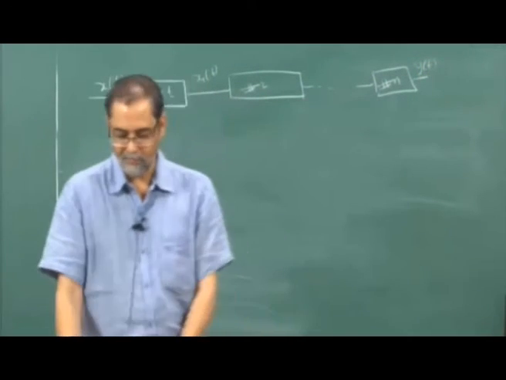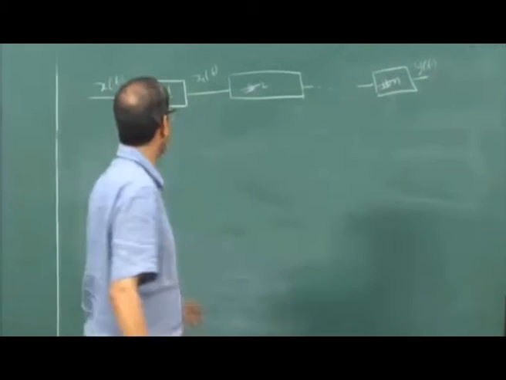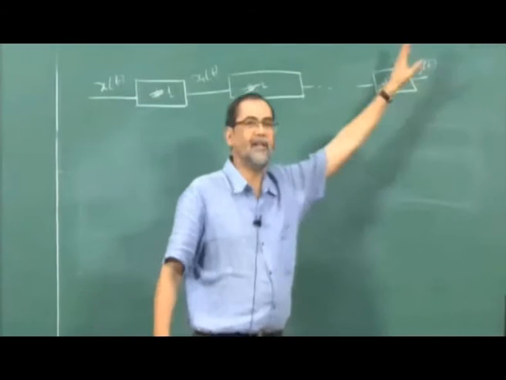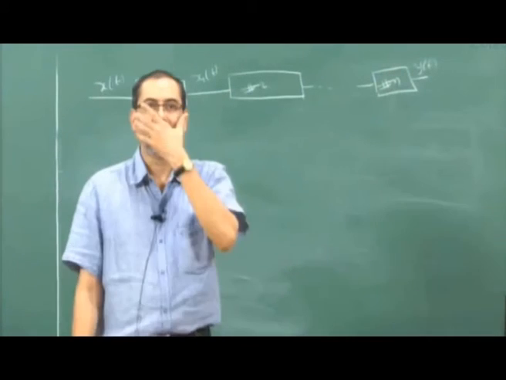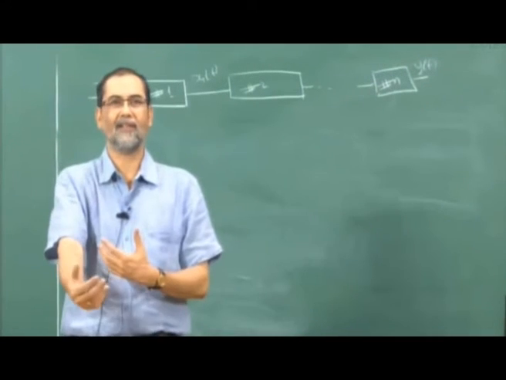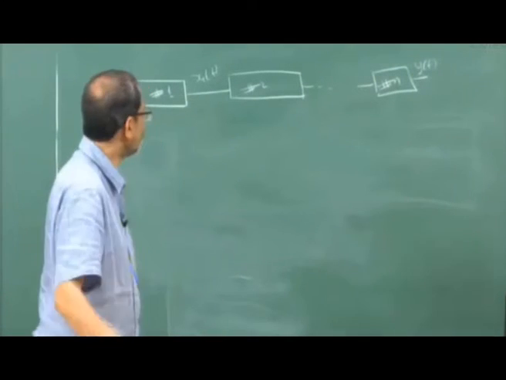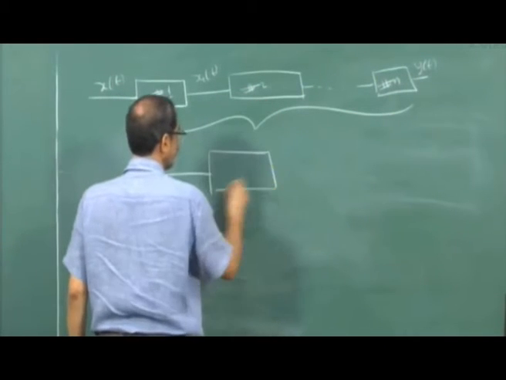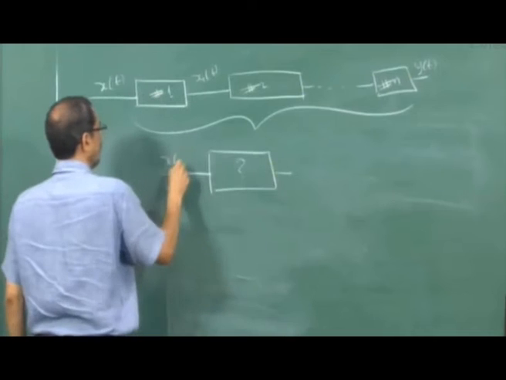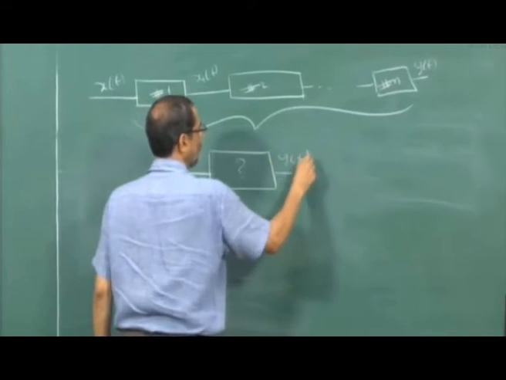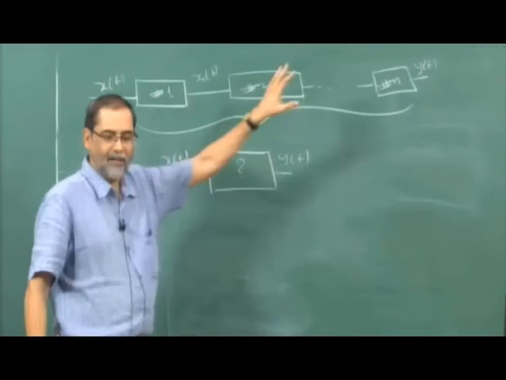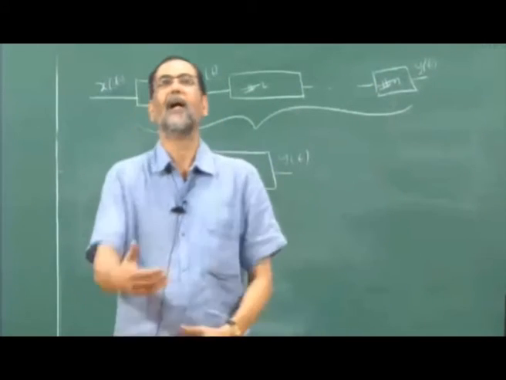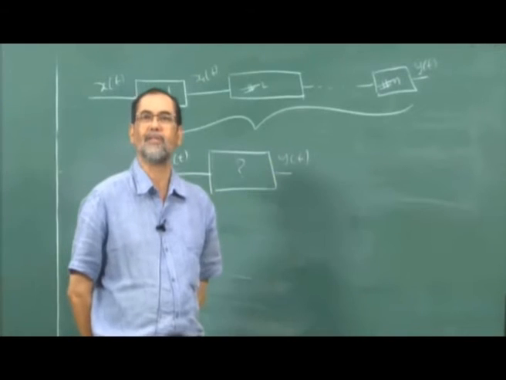Any practical system is complex. The input goes through the first system, the output of that goes to the second system, and so on. Finally, I'll get one output. This is what is called the tandem connection, one after the other. So the question is, can I represent this entire thing by one system, so that when the input is x of t, I get the same output y of t? Can I represent this entire tandem of n systems, where the output of one goes to the input of the other, as one system?